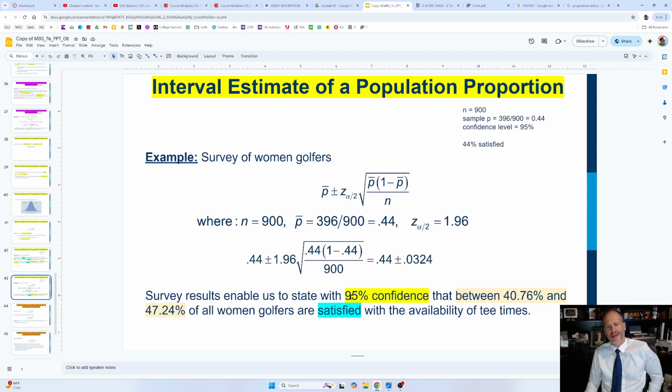So we can state with 95% confidence that between 40.76 and 47.24% of all women golfers are satisfied with availability of tee times. Wow. That's statistics, ladies and gentlemen.